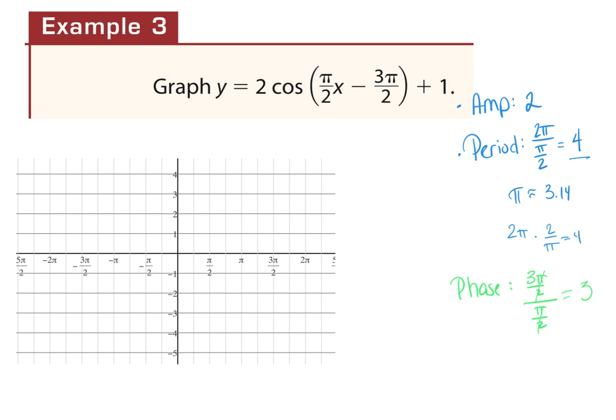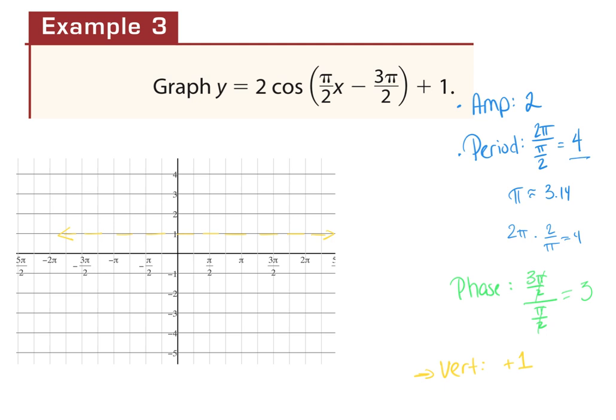All right, and then vertical shift. Vertical's easy. What is my vertical? It's just the guy on the outside, right? Positive 1. All right, so the first thing I typically do is I draw my midline. I go to this vertical shift and I draw y equals that number. That's my midline. So I draw that guy right there. That's my vertical shift. He went up by 1.